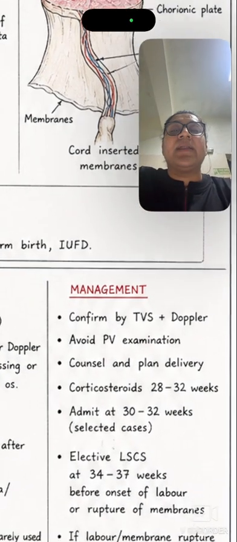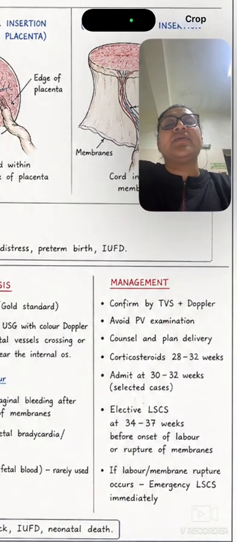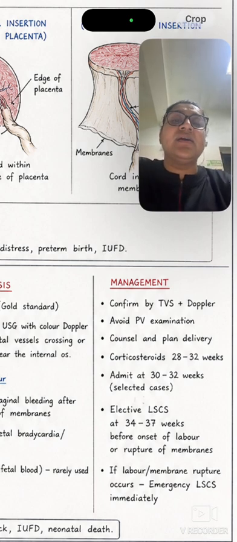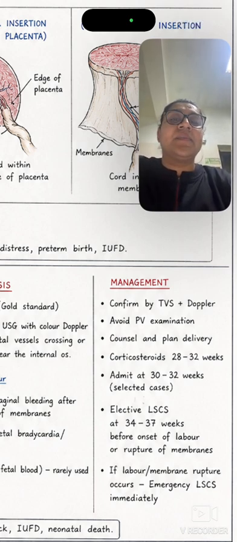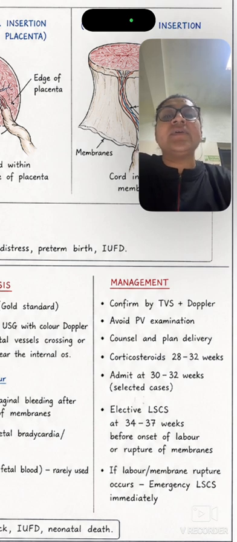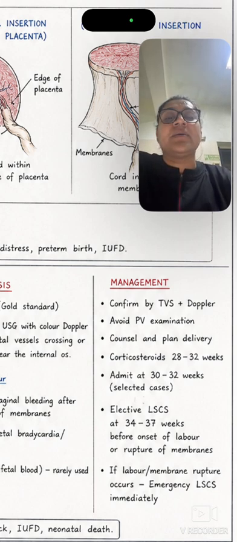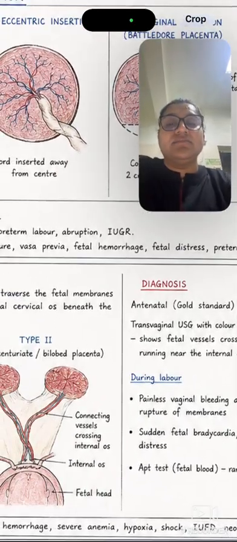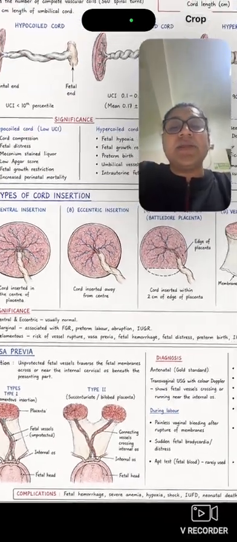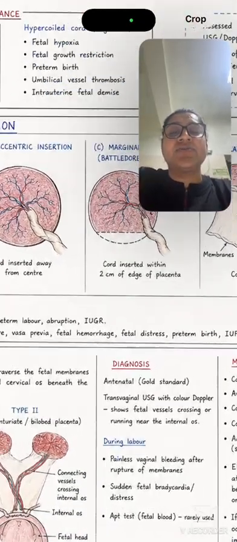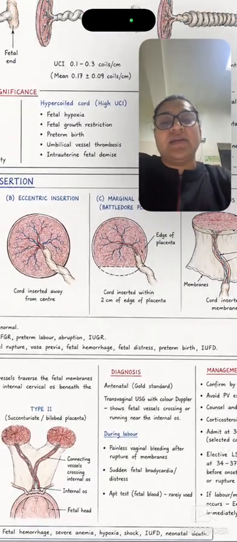So the management is: confirm by TVS plus Doppler, avoid PV examination, counsel and plan the delivery. Administer corticosteroid at 28 to 32 weeks. Admit at 30 to 32 weeks in selected cases. Elective LSCS at 34 to 37 weeks before onset of labor or rupture of membranes, or if the labor or rupture of membranes occurs, then emergency LSCS needs to be done. Complications: fetal hemorrhage, severe anemia, hypoxia, shock, IUFD, and neonatal death.